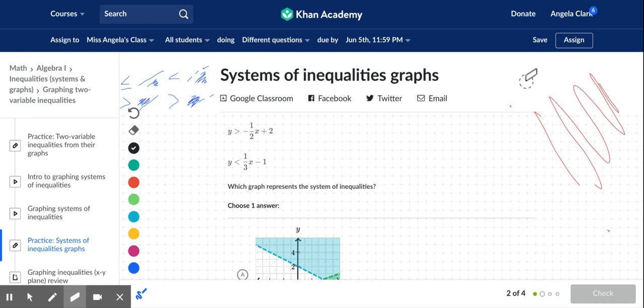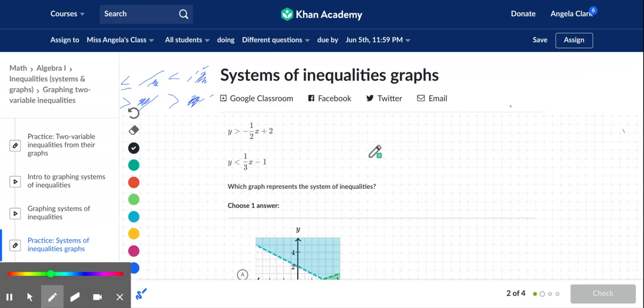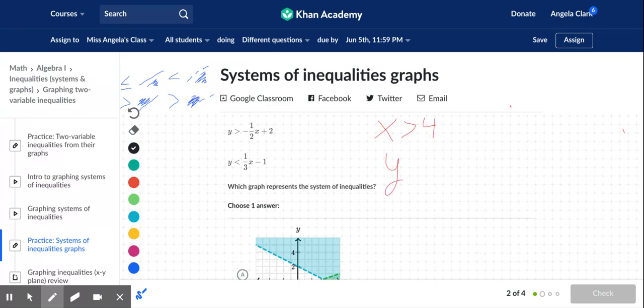One more thing. I mentioned this in the last video, but I want to make sure we're all remembering this. If I have something like x greater than 4, y less than or equal to 3, something that's just x or y and doesn't have all of this other stuff, then if x is greater than 4, I'm going to go over to where x is 4: 1, 2, 3, 4.